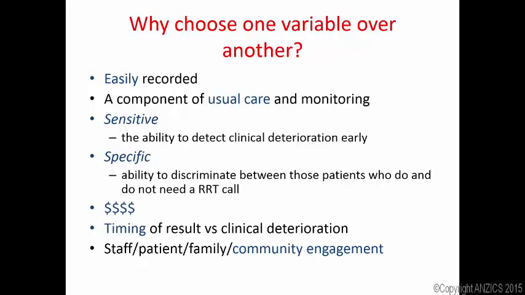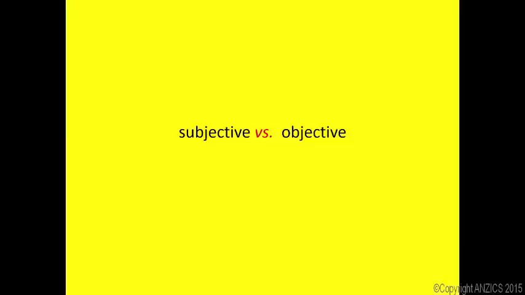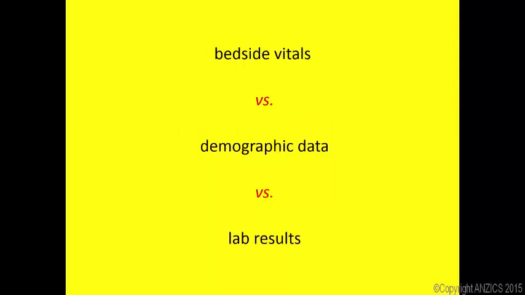And of course, the bottom one, staff, patient, worried criteria, the subjective criteria, is very important. But I'm not going to deal with it here. It's been dealt with very nicely by other people at this conference. So that's the subjective versus objective. But let's look at the other things.